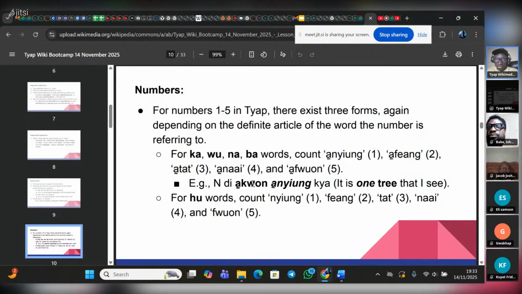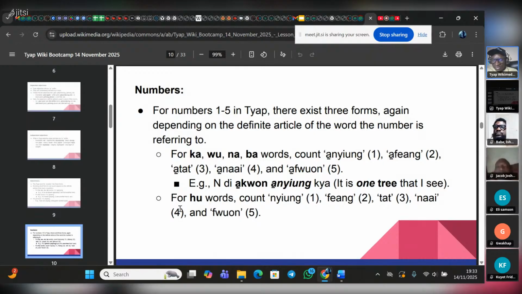So what this statement is saying is that this is the noun that the number is referring to. This number is actually giving the amount of this very noun. And whenever this noun is falling under either of these four definite articles right here, we use this form of counting for 1 to 5: a new, a fair, a third, a nine, a phone.